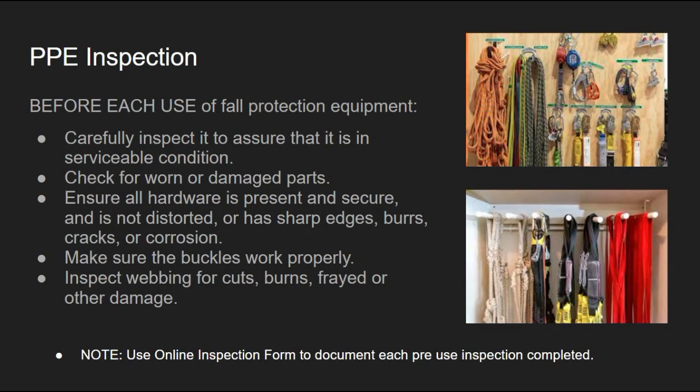PPE inspection. Before each use of fall protection equipment, carefully inspect it to ensure that it is in serviceable condition. Check for worn or damaged parts. Ensure all hardware is present and secure and is not distorted or has sharp edges, burrs, cracks, or corrosion. Make sure the buckles work properly. Inspect webbing for cuts, burns, fraying, or other damage. Use our online inspection form to document each pre-use inspection completed.